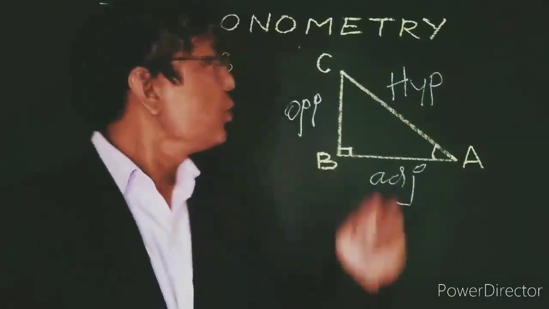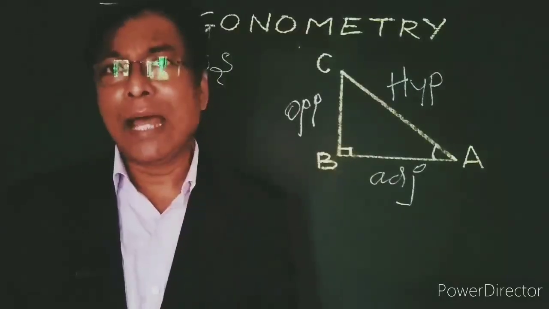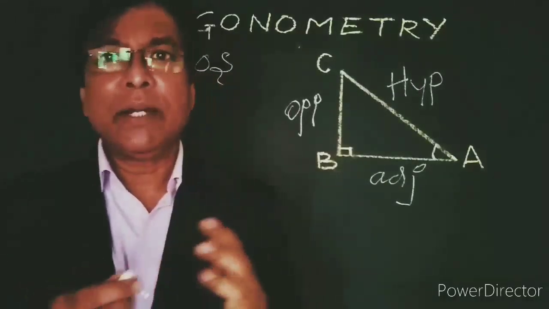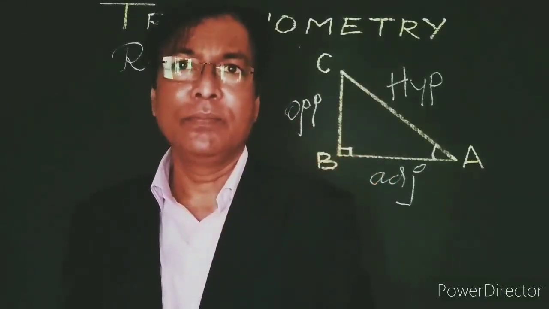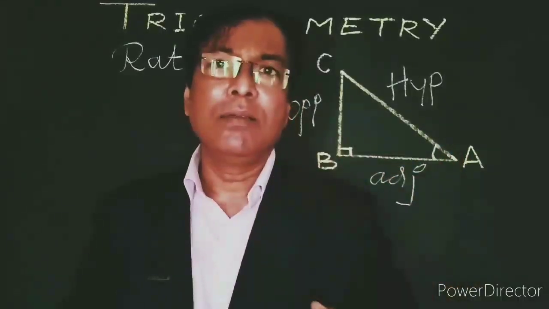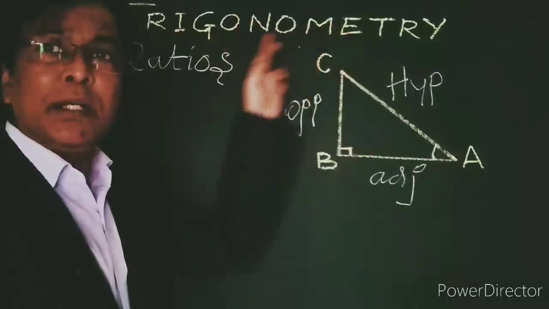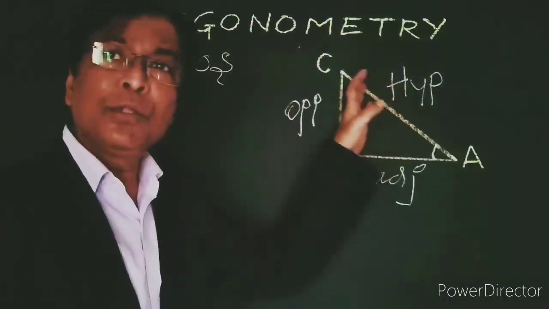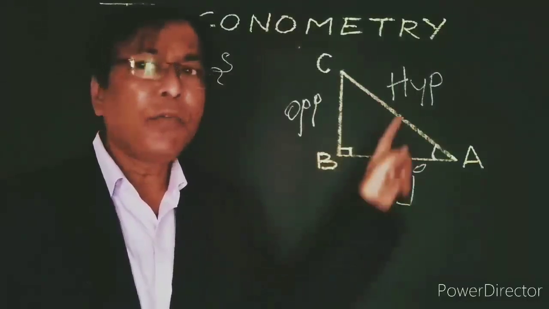Let us now learn trigonometric ratios. In one of my videos, I have told you that ratio means something divided by something. For example, 3 divided by 8. Or we can divide a side by another side. That is also a ratio. Here, finding trigonometric ratios means we are going to take the ratios of sides of a right-angled triangle.